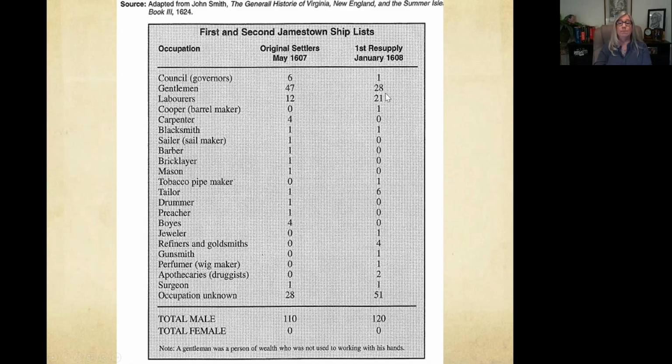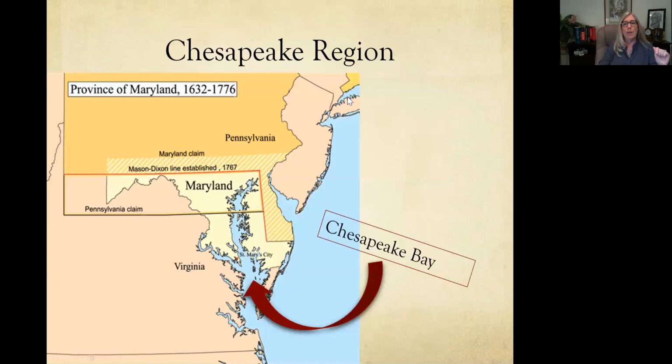But more gentlemen, 6 tailors this time. We've got some goldsmiths, but they're not going to find any gold. We've got a jeweler to make all this gold into jewelry, but no gold. So again, things are not going to be going well. And again, no women. So this is again indicating to us that this was not meant to be a permanent type of settlement. You don't have families that are coming to Jamestown.